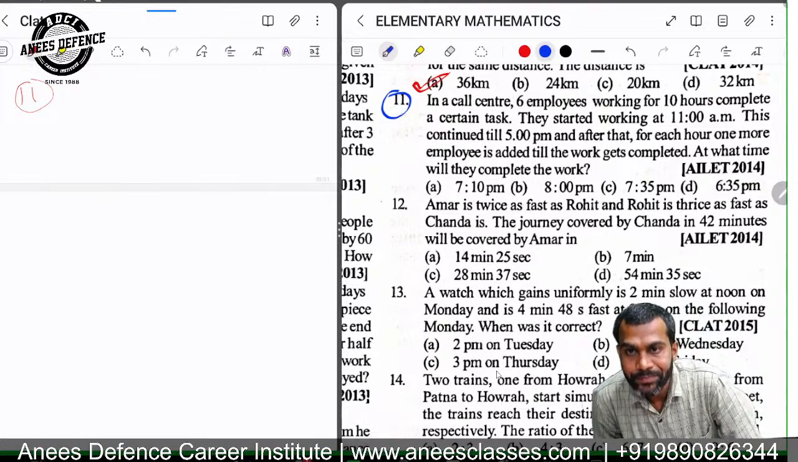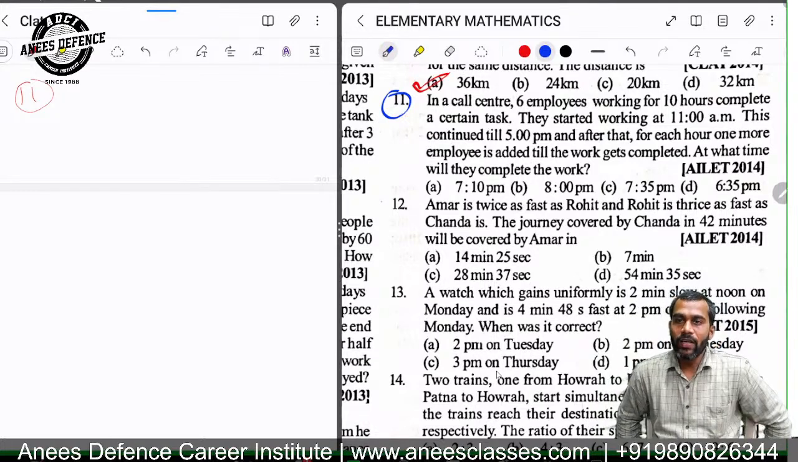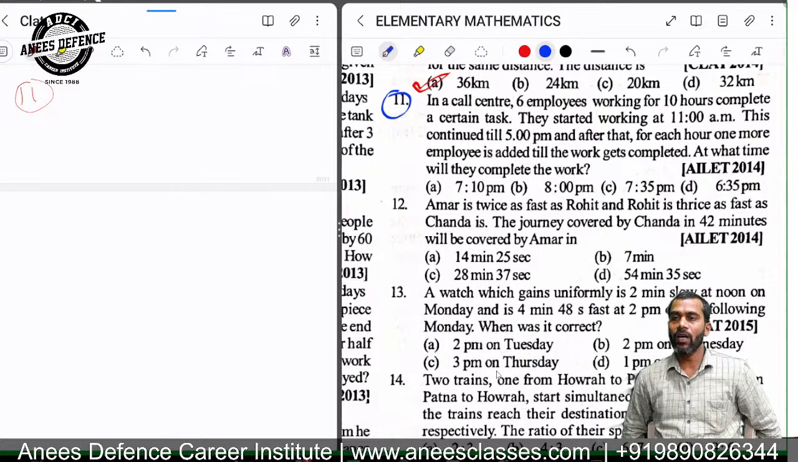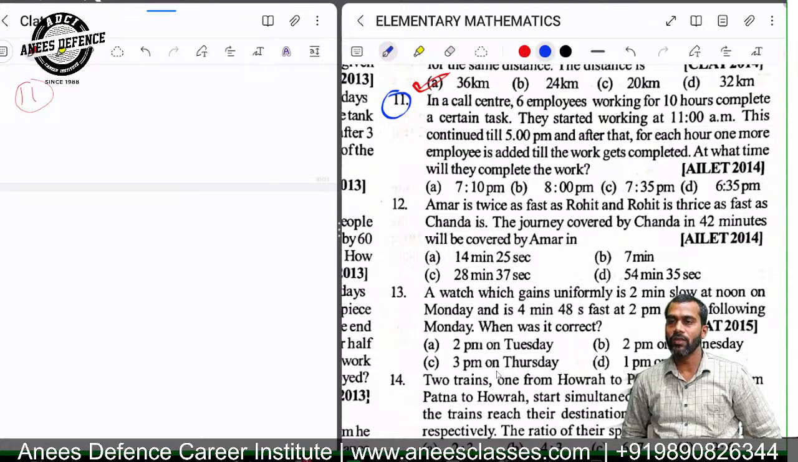Okay, very good. In a call center, 6 employees working for 10 hours complete a certain task. They started work at 11 a.m. This continued till 5 p.m. And after that, for each hour, one more employee is added till the work gets completed. At what time will they complete the work?